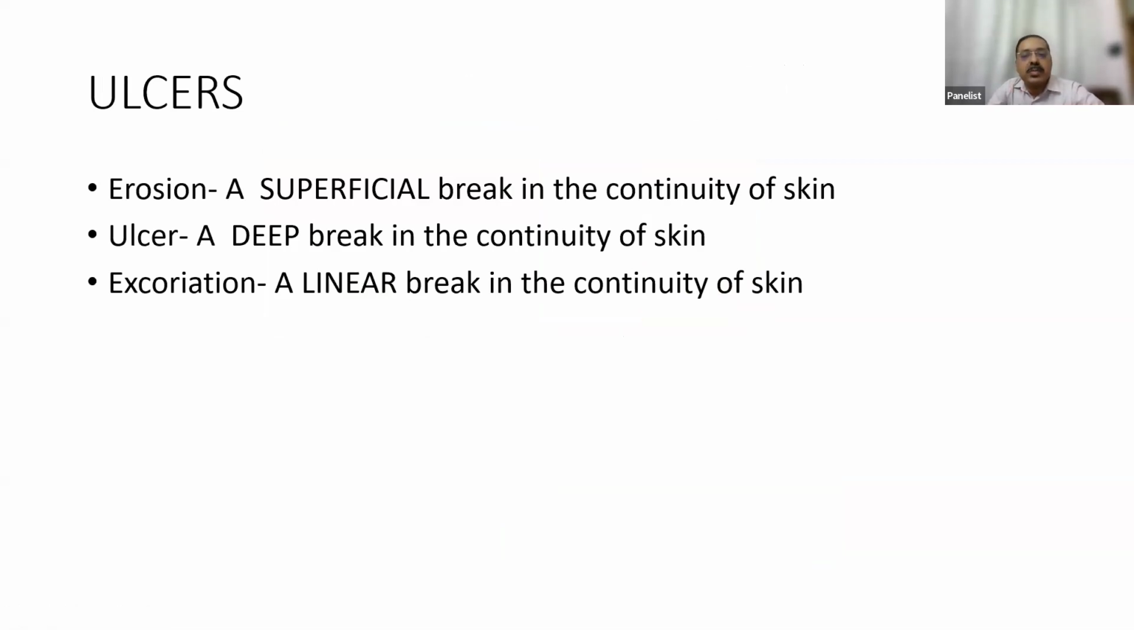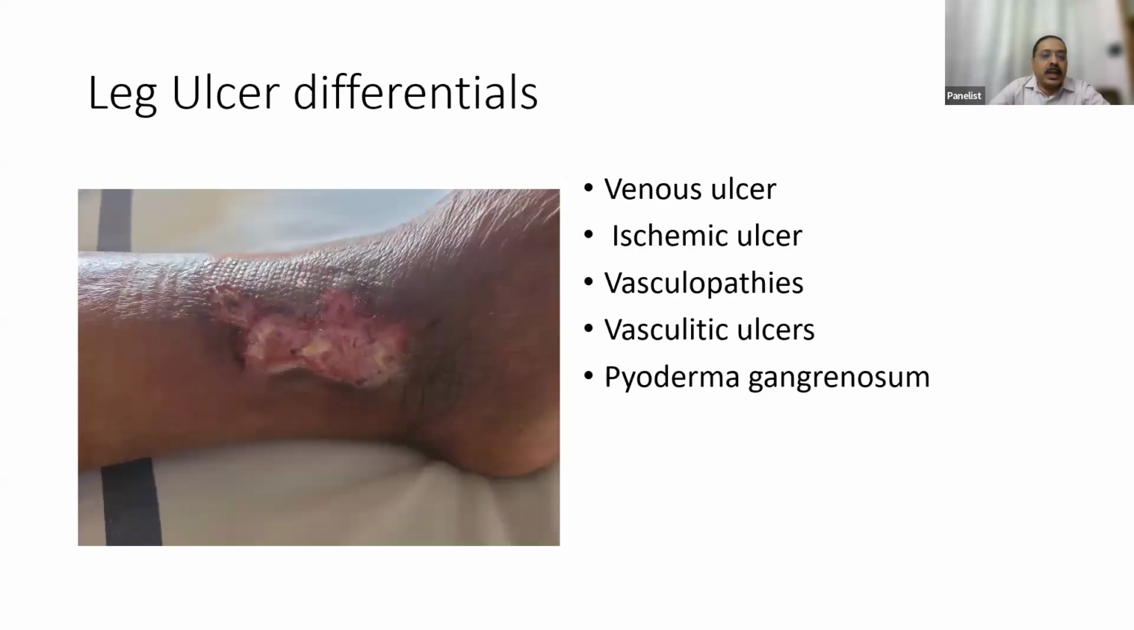Erosion is a superficial break in the continuity of the skin. An ulcer is a deep break, and an excoriation is a linear break in the continuity, as we see in patients who have scabies and all, they actually excoriate with their nails. And that is how you get a linear break in the continuity.